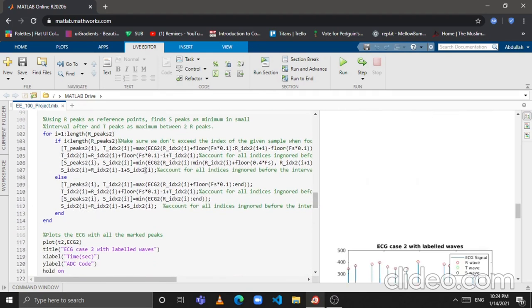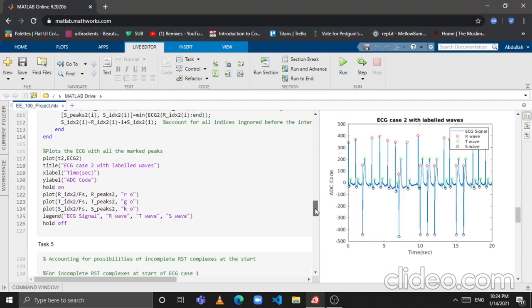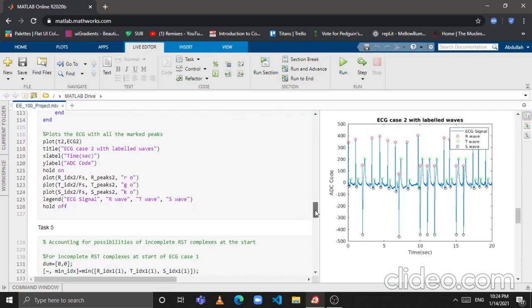Then using them as reference points, I found the respective T and S peaks using the fact that T peaks were essentially maximums that occur between two R waves, and the S peaks were essentially minimums that occurred either within 0.4 seconds after the current R wave we were on, or between two consecutive R waves. Because in case the next R wave actually occurred within 0.4 seconds of the current R wave we were at. So that's how we found the RST composites for case 2 and we plotted them.